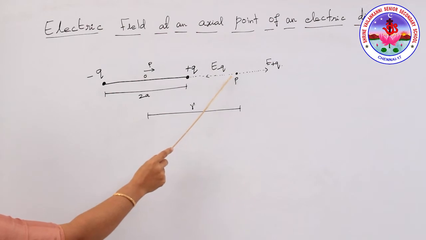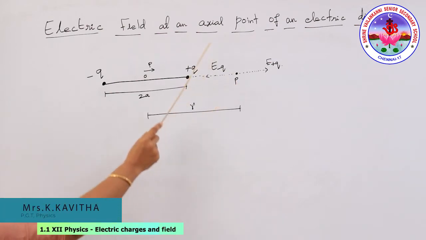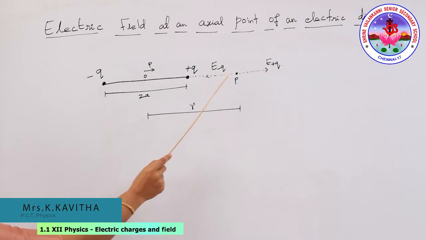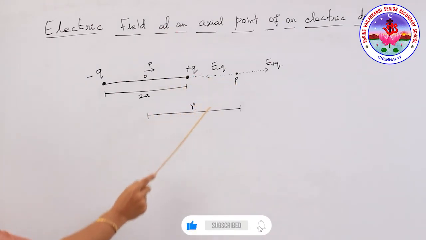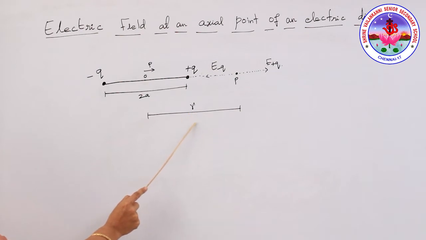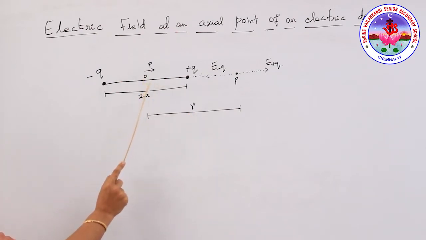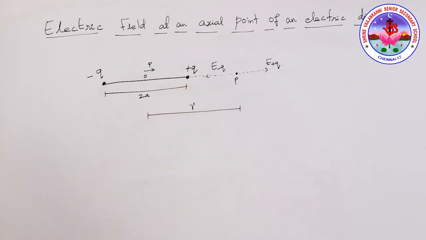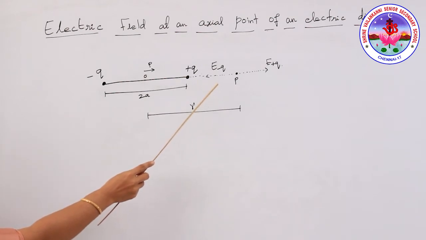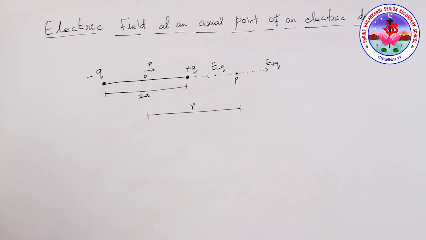You keep a point P on the axis, that means an axial point, placed in a vacuum. Let P be the point on the axis, at a distance R from the center O of the dipole. The side nearer to P has the positive charge. Now, we will see the electric field due to the charge minus Q at point P, which lies towards the left.